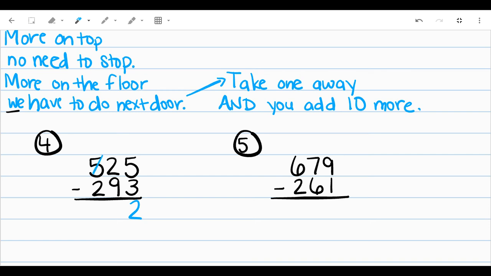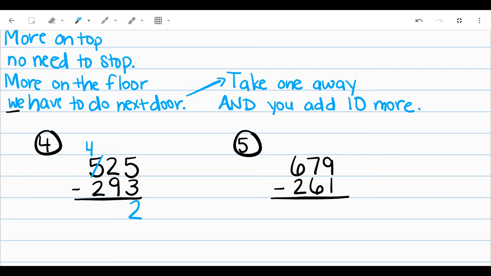We go next door to our 5. I have to take one away first. My 5 becomes a 4. And then I add 10 more. So we think about our 100. If I take 100 and I chop it up, I can chop it into 10 tens.